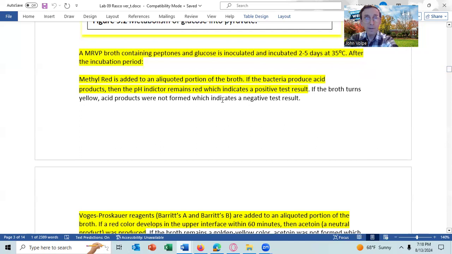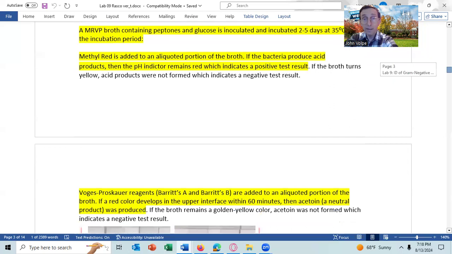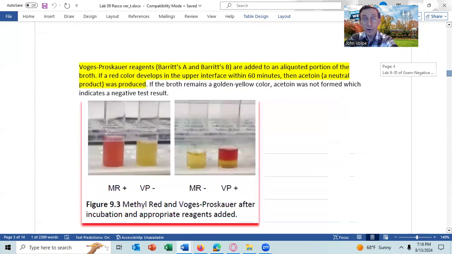I've already talked about the MR test. You add the dye methyl red, and if there's acid, the tube will remain red. If there is no acid, the tube will shortly become yellow. So you add methyl red, which is red, to the tube, and it'll very quickly turn yellow. And that's methyl red negative, and that's methyl red positive.